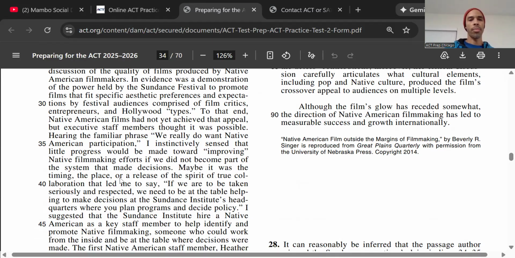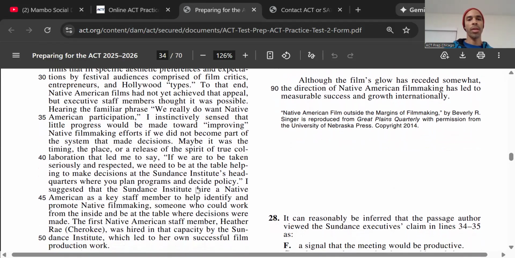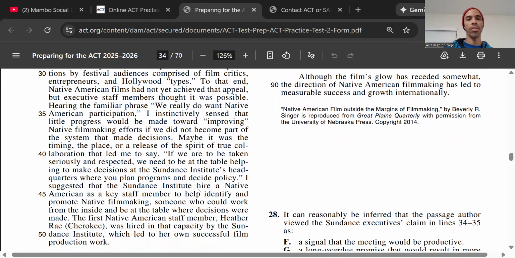Maybe it was a time and the place or a release of the spirit of true collaboration that led me to say, if we are to be taken seriously and respected, we need to be at the table helping to make decisions at the Sundance Institute's headquarters where you plan programs and decide policy. I suggested that the Sundance Institute hire a Native American as a key staff member to help identify and promote Native filmmaking, someone who could work from the inside and be at the table where decisions were made. The first Native American staff member, Heather Ray, Cherokee.